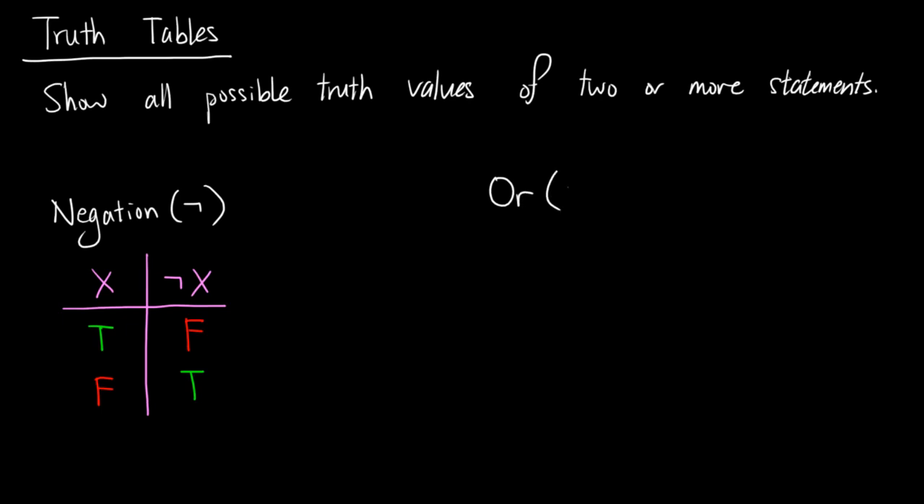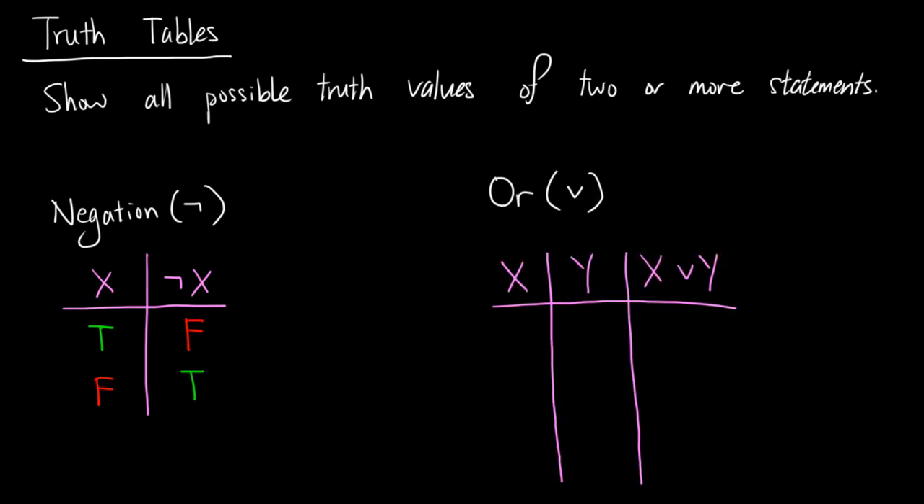Next, we consider the connective or. Here we have two statements, x and y. Each can be true or false, so there are 4 pairs of possible truth values in total. For x or y to be true, we require that at least one of x and y is true. We see that only the last truth value is false, and the rest are true.